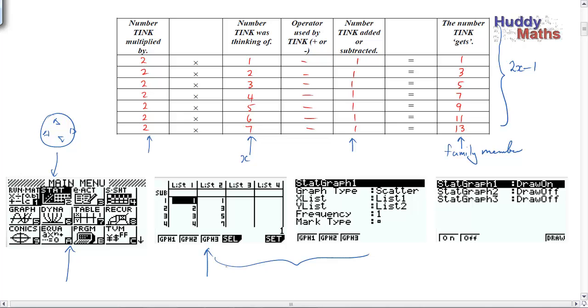What I want you to do is, into list 1, enter all the generation numbers. These here go in there. You can see I've already done it. And then I want you to put the family members in here. We're going to try and link up the generation number with a family member, because they are linked, aren't they? Very closely linked, because that's the number that Tink operated on to get the family member.